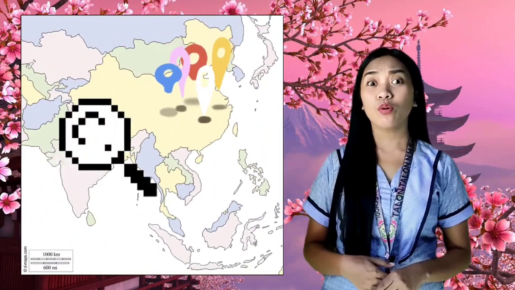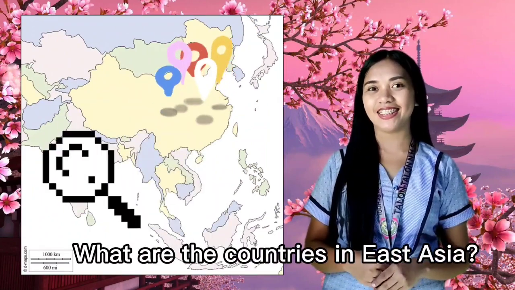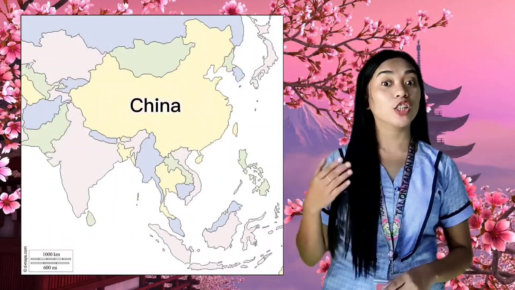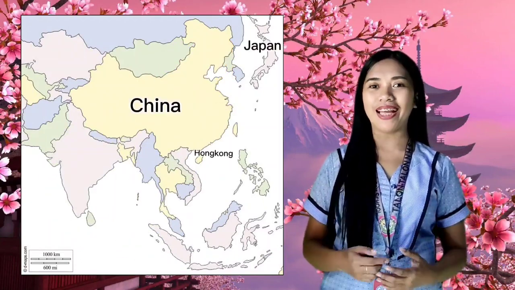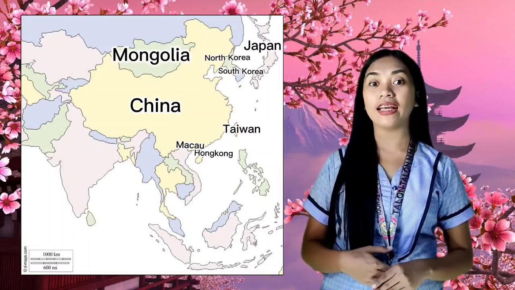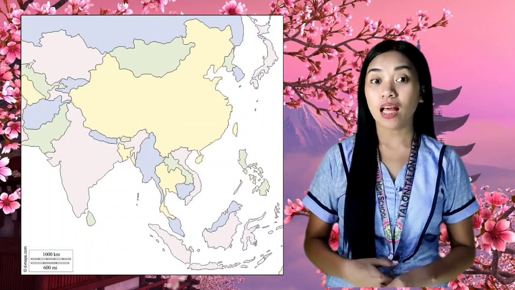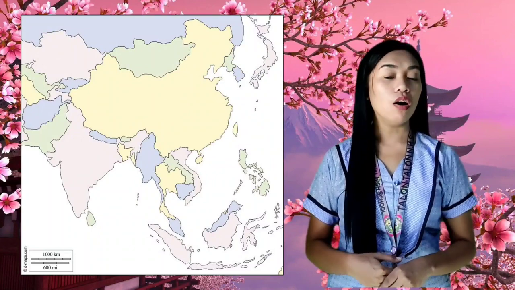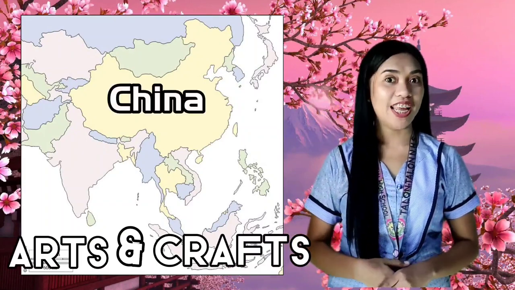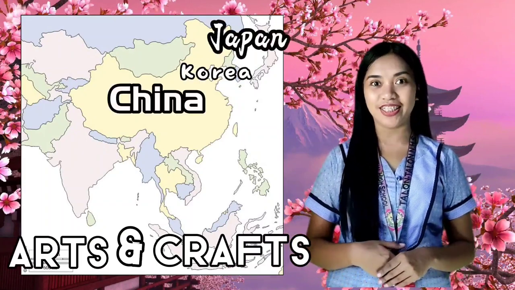Before we proceed with our lesson for today, let us answer the following questions. Number 1, what are the countries in East Asia? Countries in East Asia include China, Hong Kong, Japan, Macau, Mongolia, North Korea, South Korea, and Taiwan. But in our lesson for today, we will only be focusing on the arts and crafts of the three countries, China, Japan, and Korea.